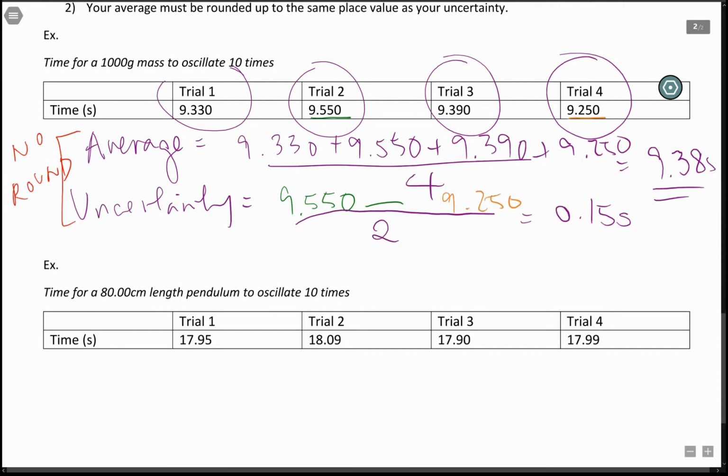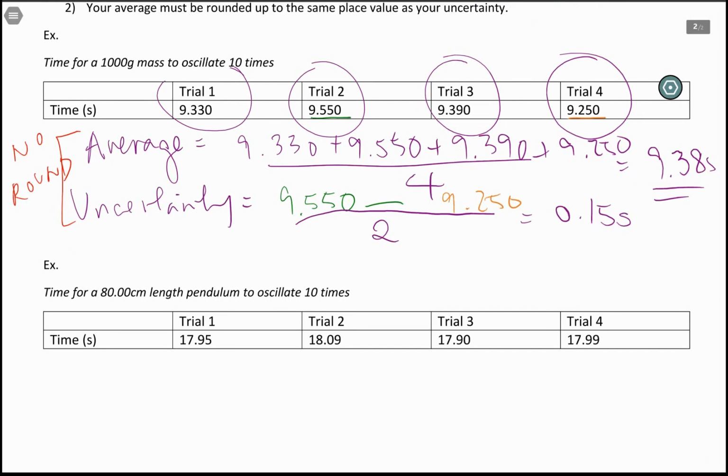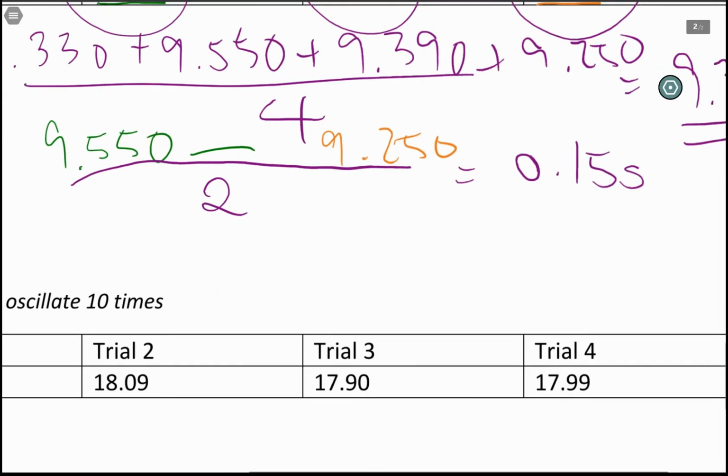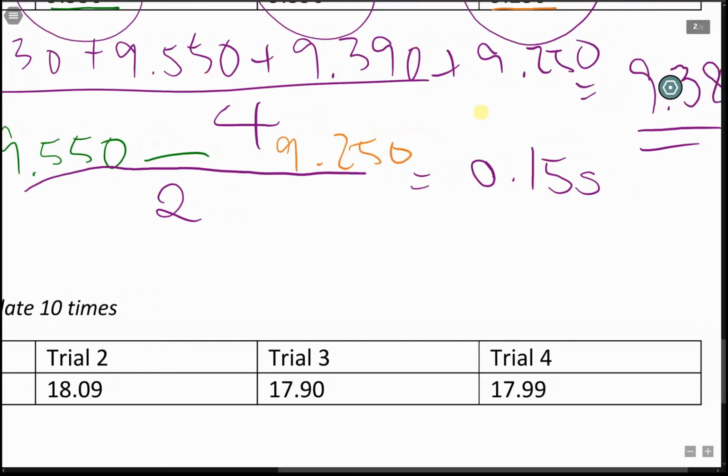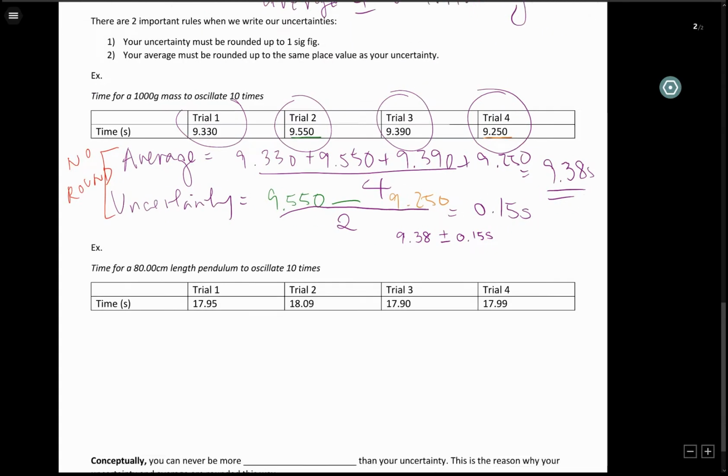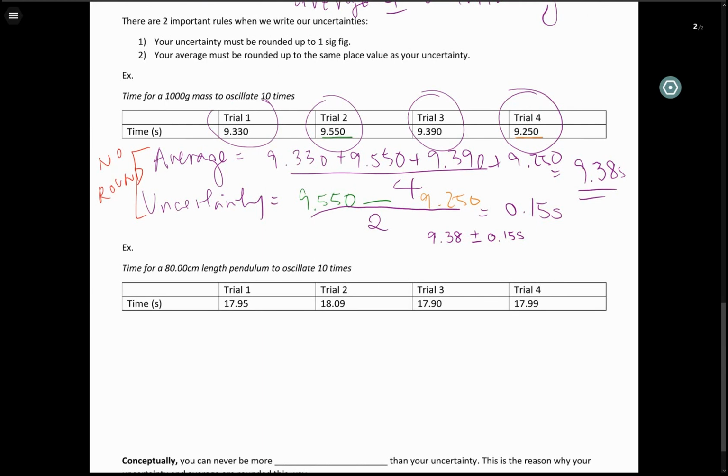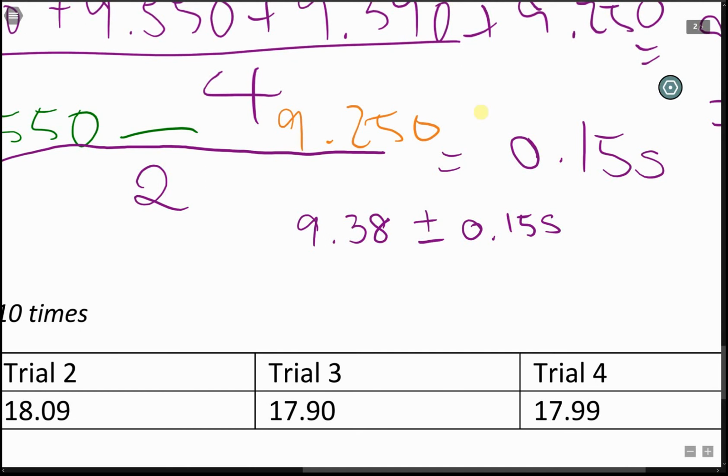When we have both of these values, our average and uncertainty, first we're going to write this down together as a pair. We have 9.38 plus minus 0.15 seconds. The first thing we want to do is round our uncertainty to one significant figure. Let's do that right now.